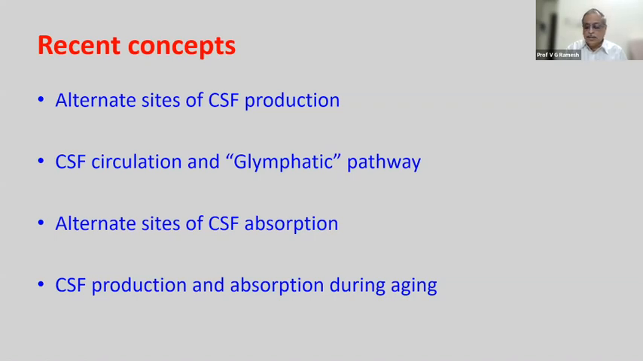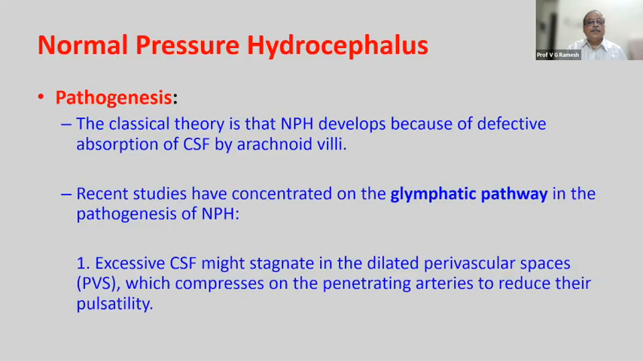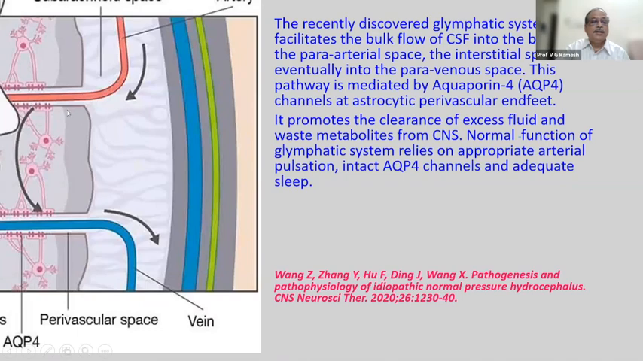Then, CSF production and absorption in aging is one of the concepts I will deal with when I talk about the pathogenesis of normal pressure hydrocephalus. The classical theory for normal pressure hydrocephalus is that it develops because of defective absorption of CSF by the arachnoidal villi. It has long been believed to be the major cause. But these recent studies have concentrated on the glymphatic system and the pathogenesis of normal pressure hydrocephalus. The excess CSF might stagnate in the dilated perivascular spaces, which compresses the penetrating arteries.